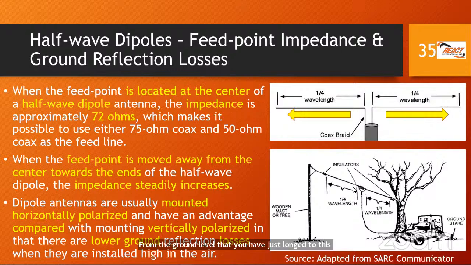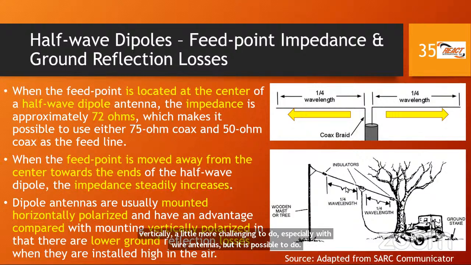Now you can of course mount an antenna vertically as well. It's horizontally mounted here, but you could mount it vertically. A little more challenging to do, especially with wire antennas, but it is possible to do. But we have mounted this horizontally, and the distance from the ground is important. Why? Because depending on the distance that you mount it at, you can have losses associated with the ground, right? Or what we call reflection losses.